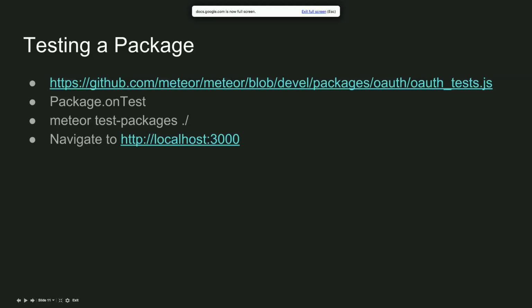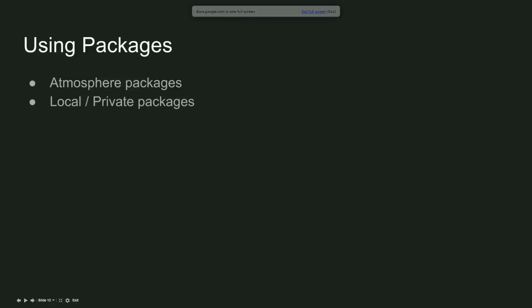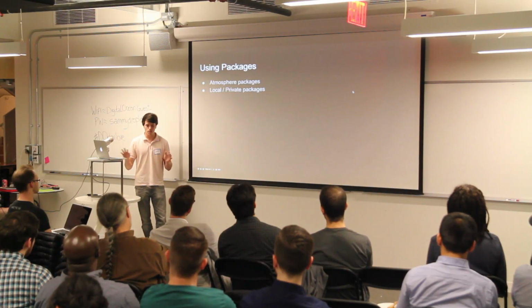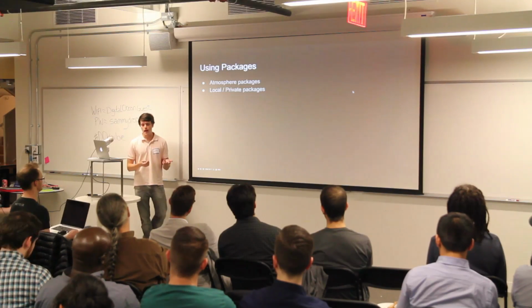All right, so we did testing package and using packages. So there's a few different ways that you can use packages. You can get them off of Atmosphere, like I just showed. These are packages that people have actually published. And you can also, if you don't necessarily want to publish your package, say it uses some private, proprietary implementation that you don't want to share with anyone, just create a package directory and put your package inside that directory in your project file, and then just do meteor add, kind of similar to how you would add it from Atmosphere.